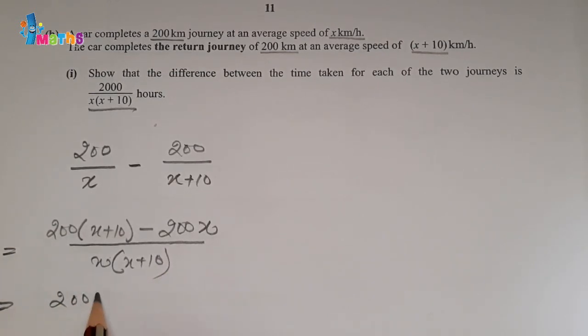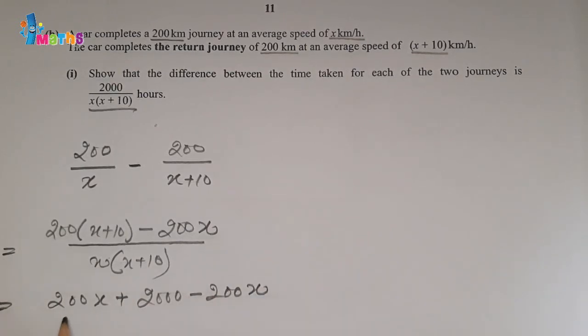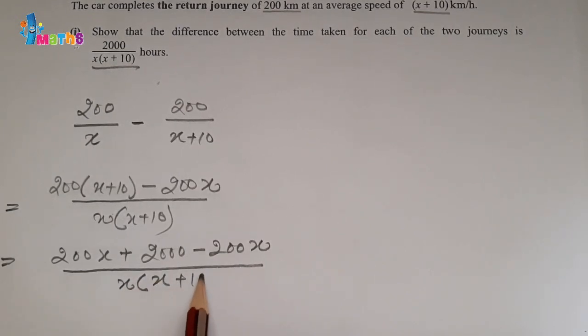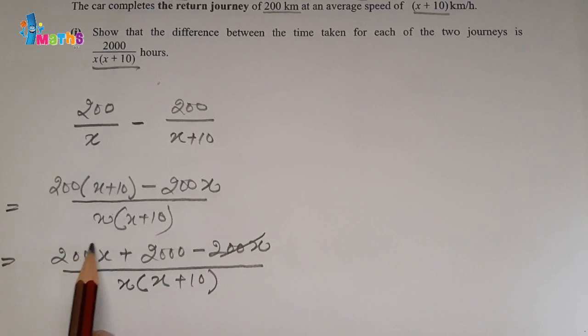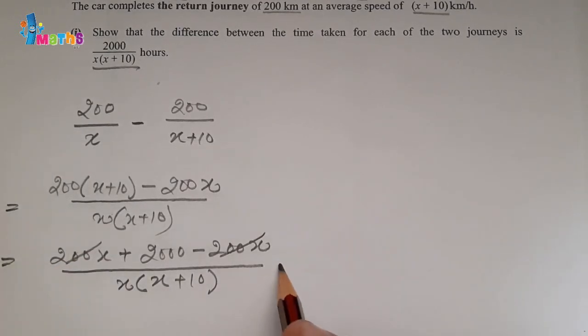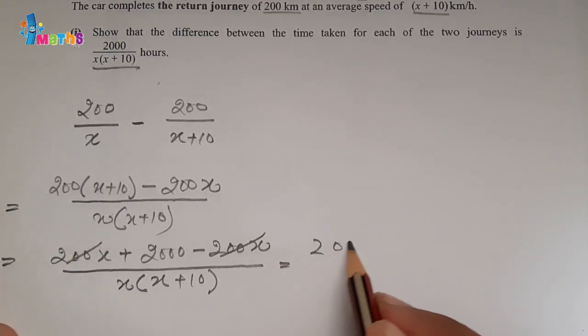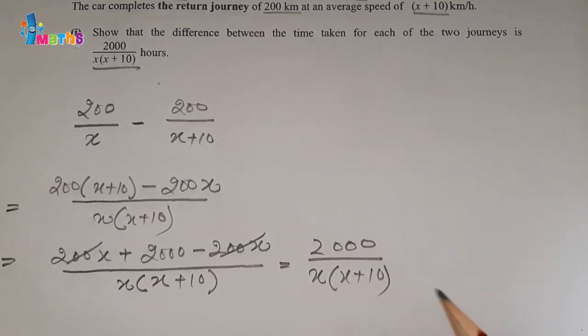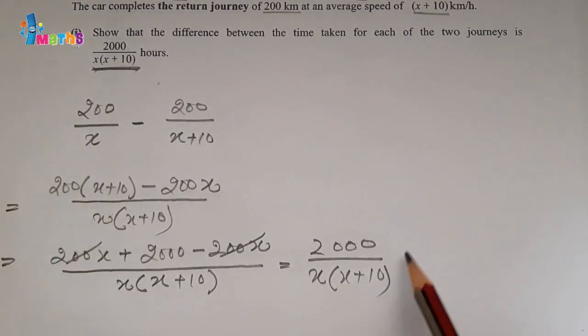This will be 200x plus 2000 minus 200x, divided by x into x plus 10. Now this minus 200x will be cancelled with plus 200x, and we will get 2000 divided by x into x plus 10, which is the same as required.